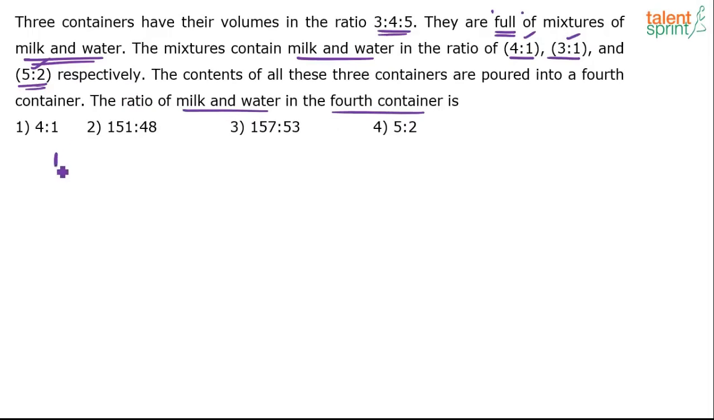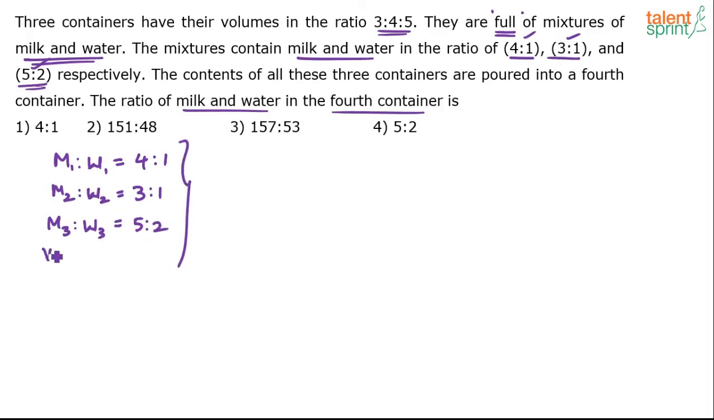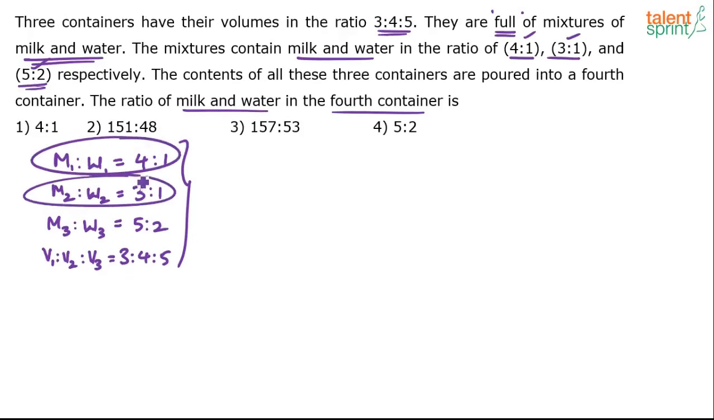Simple, you just have to understand M1 is to, don't write these steps on paper in the exam. I'm trying to explain this to you. M1 is to W1 is 4:1. M2 is to W2 is 3:1 and M3 is to W3 is 5:2. Okay, and understand the volumes of the containers. V1 is to V2 is to V3 is 3:4:5. So V1 has got milk and water in this ratio, V2 has got milk and water in this ratio, V3 has got milk and water in this ratio.